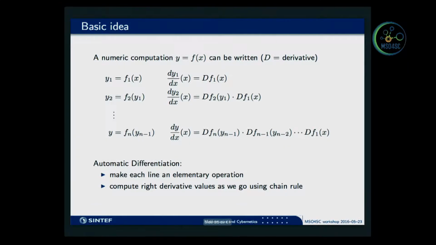So the basic idea is to write a numerical computation as... what's the term?